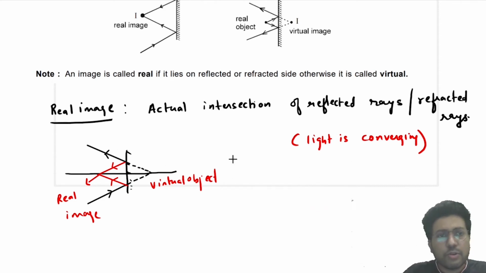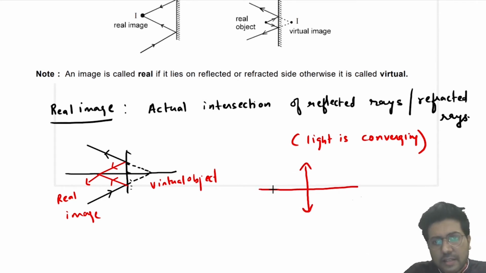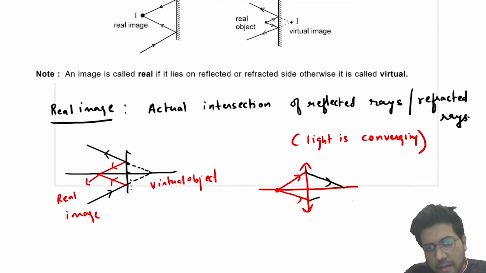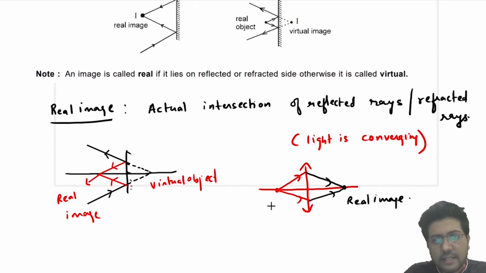Okay, I'll show you for a lens also. So this is the symbol of a lens. So here again, suppose this is the object, a real object, and this is the actual intersection of refracted rays. This is a real image. Again you will see there is converging of rays. So this is a real image from a lens. This is the real object.